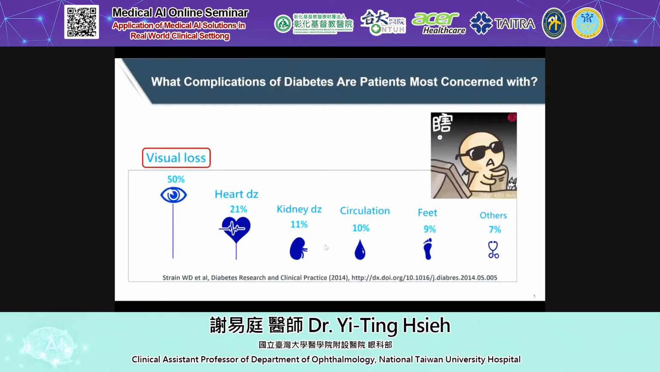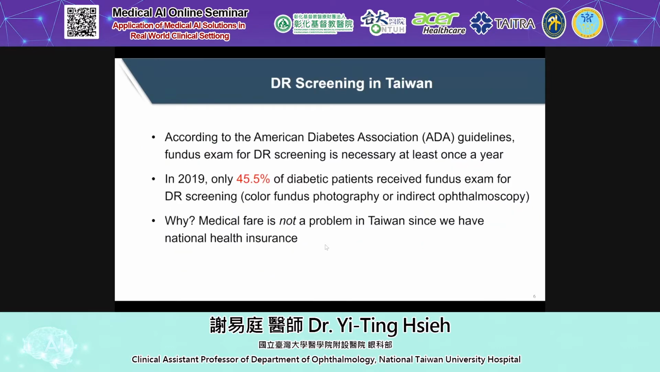Among all the complications that diabetic patients might have, what they are most concerned with is actually visual loss. So diabetic retinopathy is a very important complication of diabetes. According to the ADA guidelines, a fundus exam for DR screening is necessary at least once a year. But in Taiwan, actually only less than half of diabetic patients receive a fundus exam for diabetes screening every year.